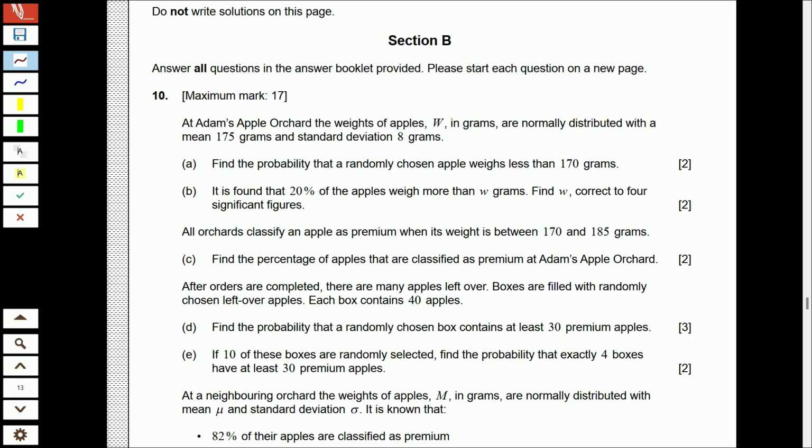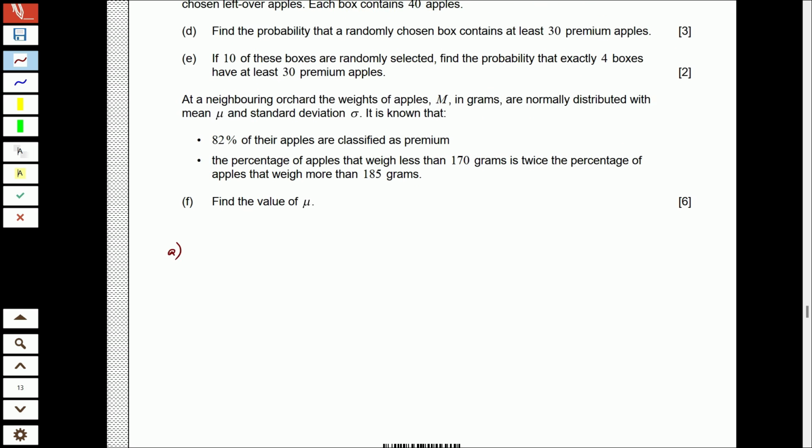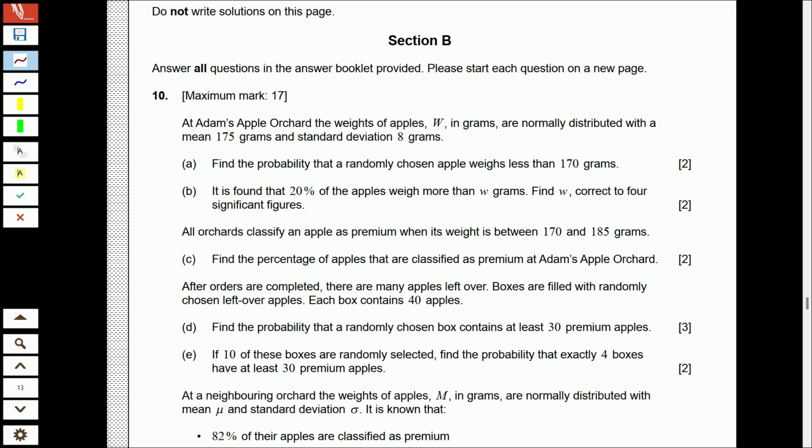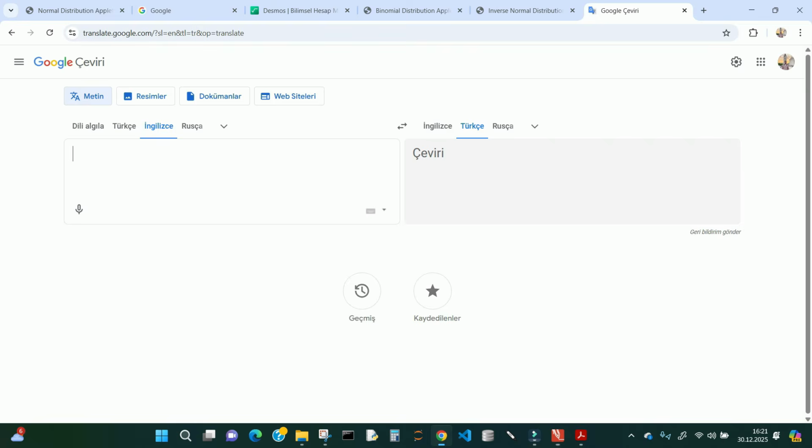Question 10. At Adam's apple orchard, the weights of apples, W in grams, are normally distributed with a mean of 175 grams and standard deviation 8 grams. Find the probability that a randomly chosen apple weighs less than 170 grams. Yeah, it asks for the probability of less than 170 grams. And I know that this is a normal distribution, so I'm gonna use the calculator. So let's find this: 175 mean and 8 grams standard deviation.